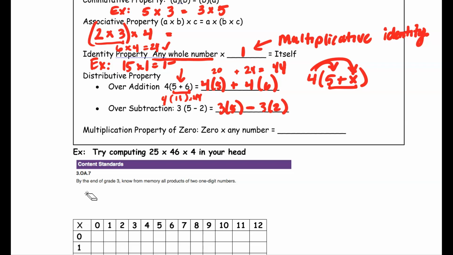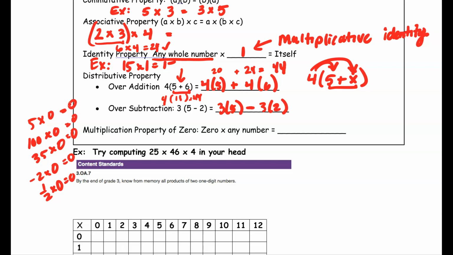So that's that. And then last but not least, the multiplication property of 0. If you ever forget this property, it's very easy to check it. You can use your calculator. Plug in 5 times 0, 100 times 0, 35 times 0, any number times 0. And this actually works with any numbers, it's not just whole numbers. It even works for negative numbers or fractions. All of those answers are always 0.